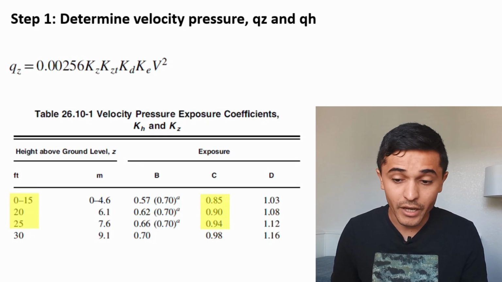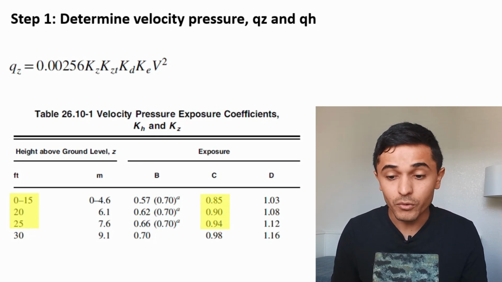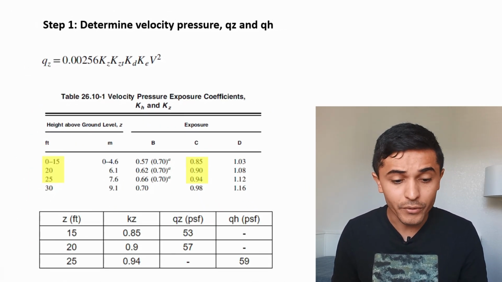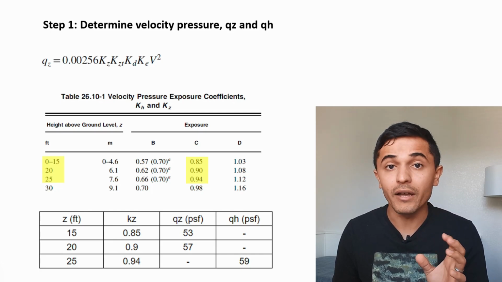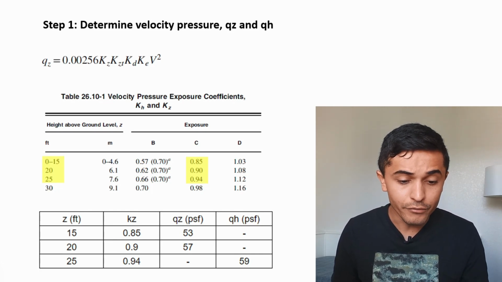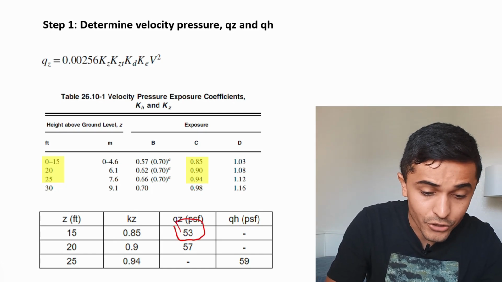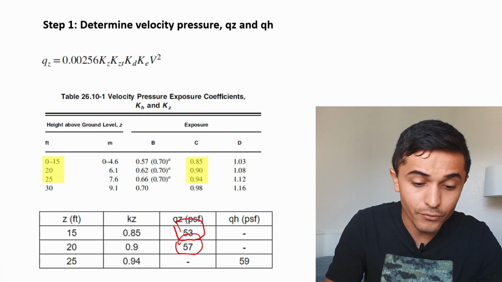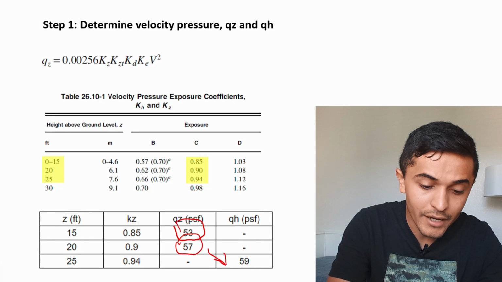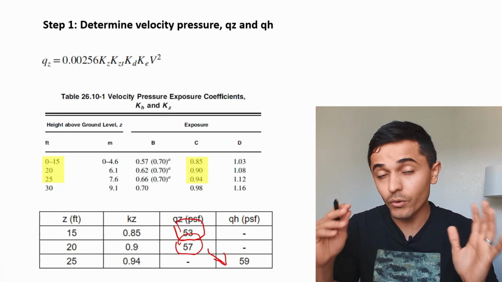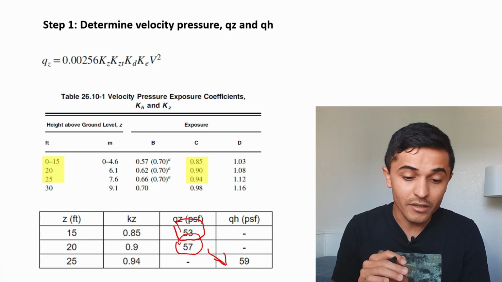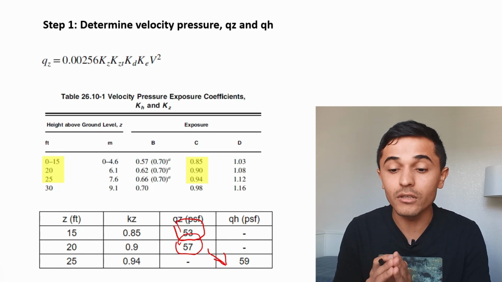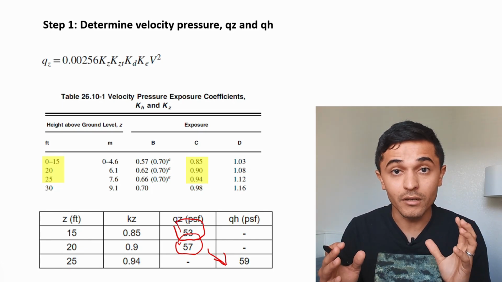If we are in exposure category C, these would be the coefficients that we would be using. So if I put all of this in a table, we're going to see that for 15 feet, we have a KZ of 0.85. If I apply that equation up above, I get 53 psf as my pressure at the base of the building, 15 feet. And then if I go to 20 feet, it increases to 57. And then I name that QH because 25 feet is the total height of my building, and my pressure there is 59 psf. This is not the wall pressure, this is the velocity pressure. We're going to get to the wall pressures now using a different formula.